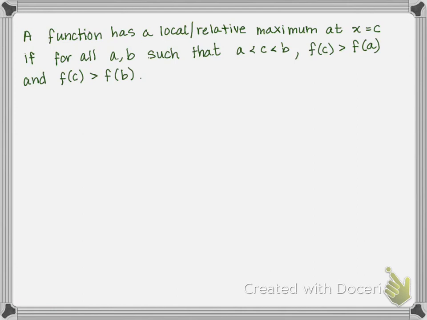So what that is saying is that I have a maximum at a specific point if for all points that I choose on the left and right of it, the y value at c is bigger than the y value at those other 2 points. So in English, it's higher than all the points around it.